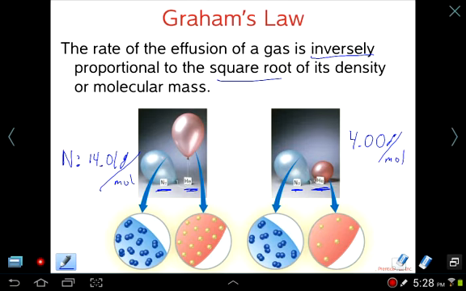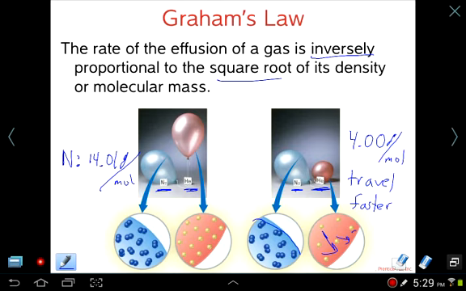The reason why helium escapes faster is because helium particles travel quite a bit faster, so they're able to find those holes. It's not that the helium molecules are smaller. Recall that we said all gas particles have negligible volume, so we don't care about how small gas particles are. It's actually a matter of how fast they travel and find those little tiny holes. Helium, traveling much faster, will find those holes faster, whereas nitrogen, not as fast, is the idea.